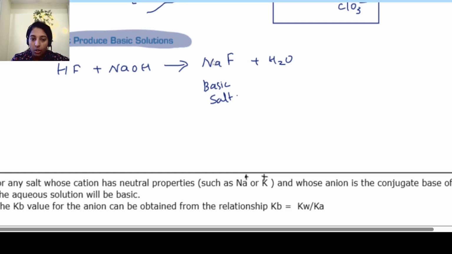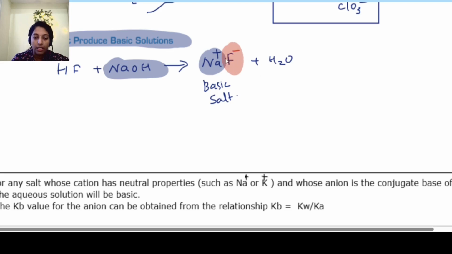This is a basic salt. Is it because of Na+? No, right? Na+ comes from a strong base, so that's why you get a basic salt. But actually, the basic nature of this NaF is not due to Na+. It is actually F−. The reason for its basicity is F−.